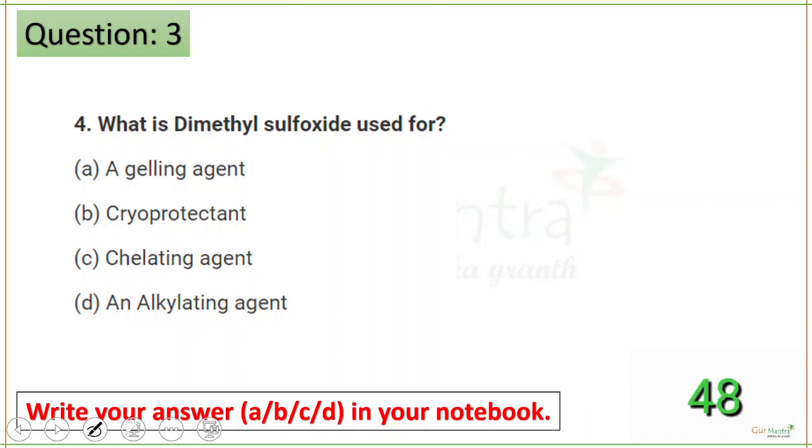What is dimethyl sulfoxide used for? So when I was teaching you about this chemical in our class, I mentioned it like DMSO. I also told you the full form of this chemical, but in case you're not able to recognize what is dimethyl sulfoxide, I just wanted to give you a hint. It is DMSO. So where is the application of this chemical DMSO?